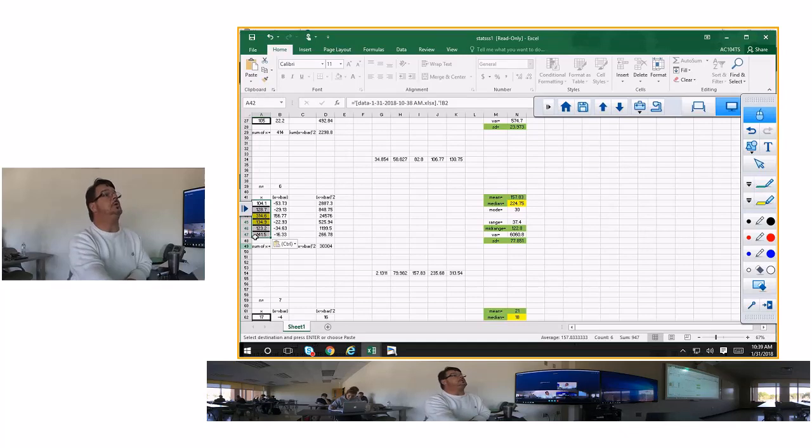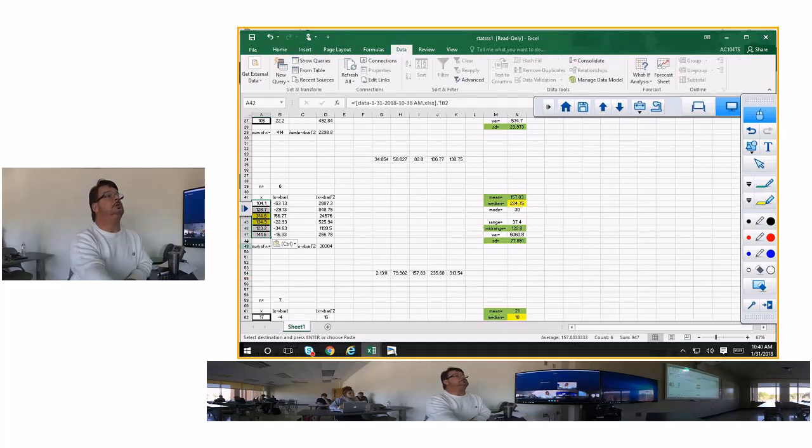Oh, wait a minute, it's not in order. Oops, my bad. Let me put it in order. Go up here to insert, or data, I'm sorry. I'm going to put it in order and say sort. Why doesn't it let me sort it? Oh, because it's protected. I'm going to have to fix that. Looks like it should be sorted.